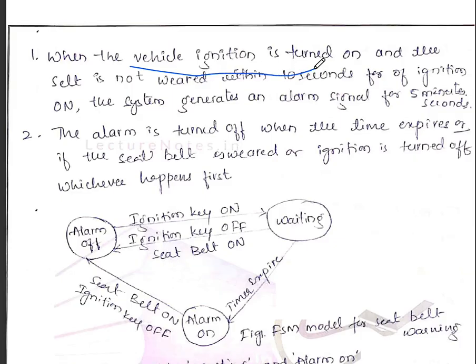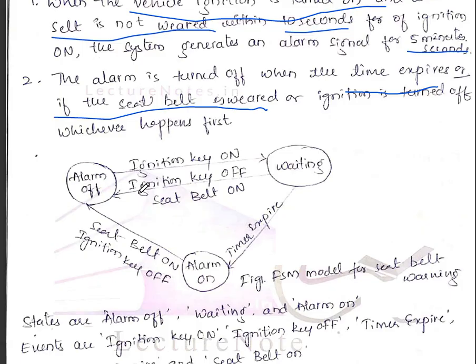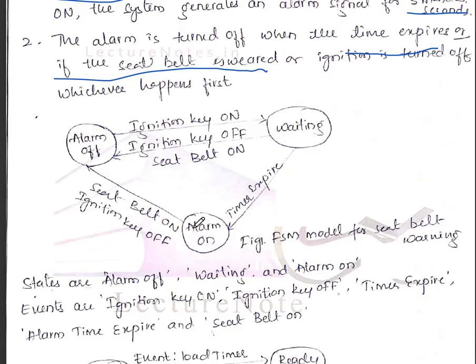When the vehicle ignition is turned on and the seat belt is not worn within 10 seconds of the ignition on, then the system generates an alarm signal for 5 seconds, and the alarm is turned off when the timer expires or if the seat belt is worn by the user or ignition is turned off. So whichever happens first, the alarm will turn off. So this is how you draw the FSM.